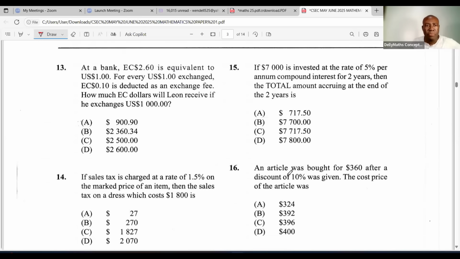So we're moving forward. All right, so at a bank, $2.60. This is a repeat question. The exact question is a repeat. For every $1 we make this. So the answer for this one is 2005, right?